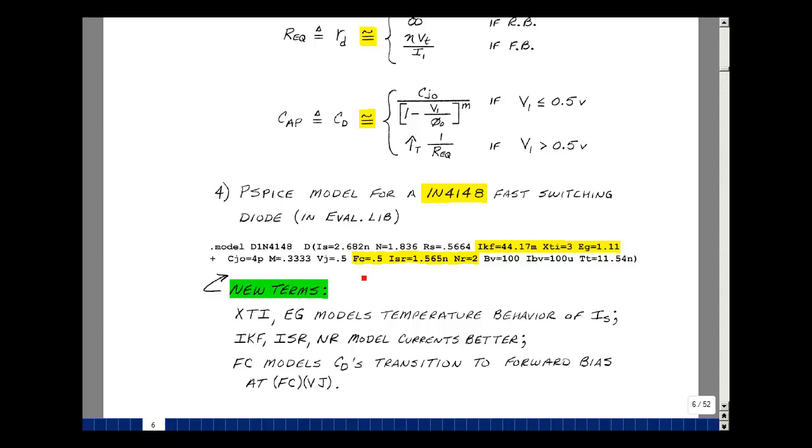And lastly, this term FC here is a term that's used to calculate the transition between the forward bias and reverse bias capacitances. I was using a value of a half here, but you can actually specify it. It's FC times V sub J. So here it would be 0.5 times 0.5. And what we can do is just take this model and test it and see how well things compare to the formulas that we have. They won't be exact, but they'll be close. Let's take a look at that on the next page.